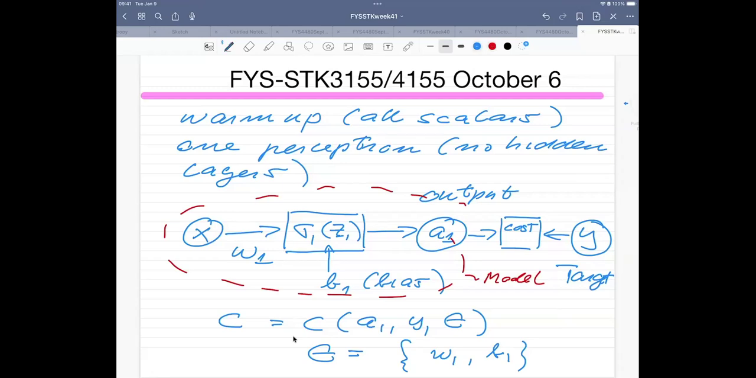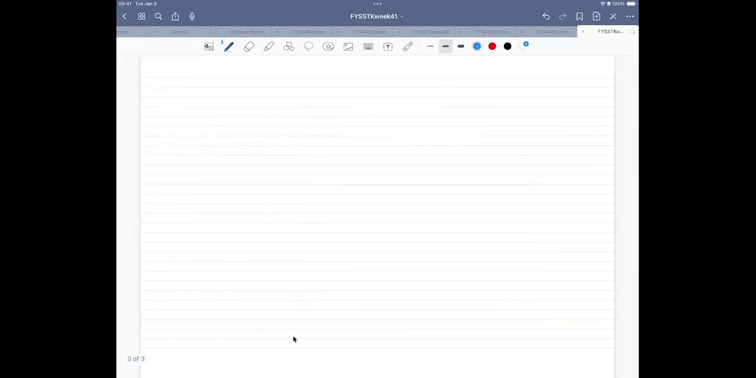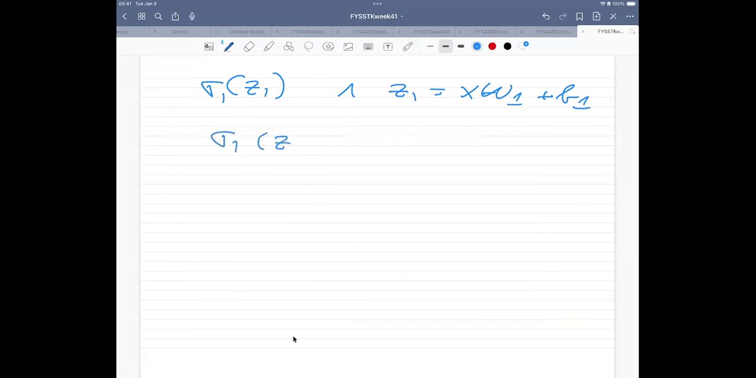Okay, so let's continue. And we are going to make life a little bit easy here. So we define this sigma 1, which now gets an input with z1. And this z1 is simply given by x times w1 plus b1. So w1 and b1 are the parameters. Then you could have, as an example, sigma 1 of z could just be 1 over 1 plus e to the minus z. This is the standard sigmoid function. So z is just the argument.